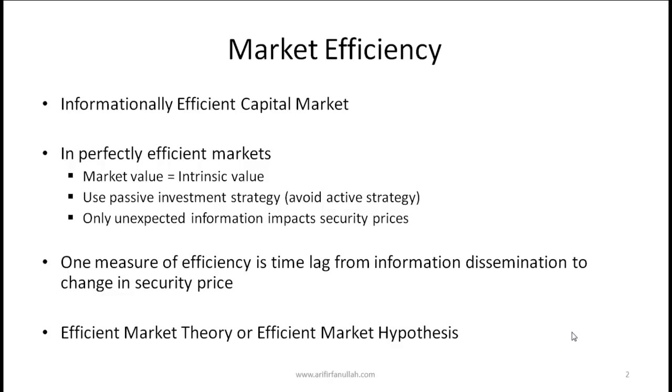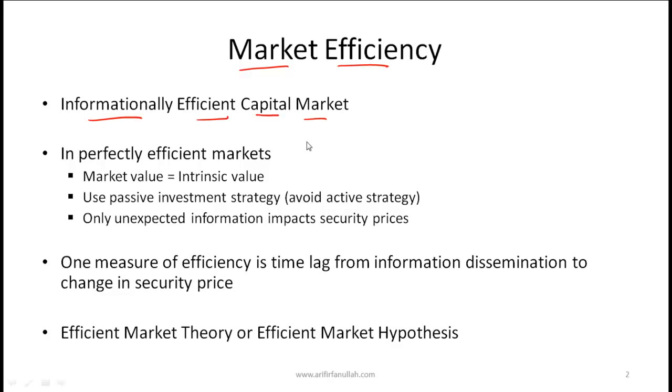I'll begin by quoting from the curriculum, which says that market efficiency concerns the extent to which market prices incorporate available information. So essentially, when we talk about market efficiency, we are really talking about informationally efficient capital markets. Informationally efficient means that all relevant information is incorporated into security prices. If that is the case, then we say that the market is informationally efficient. A shorter version of saying that is that the markets are efficient.